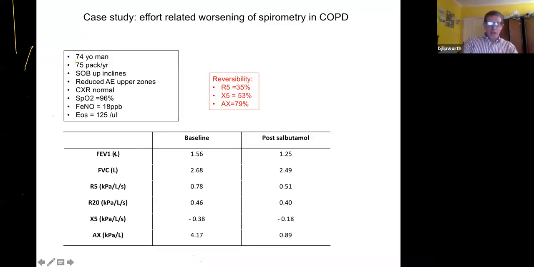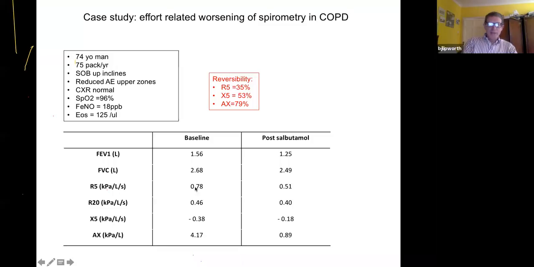When we gave him salbutamol, and we'd see this quite often, what we found was that when you do repeated forced expiratory maneuvers, it can actually induce bronchoconstriction. And that's exactly what happened here. If you compare the baseline to post-salbutamol, you can see the FEV1 fell. So as he did repeated forced expiratory maneuvers, he got expiratory dependent bronchoconstriction. You can see his FEV1 fell and his forced vital capacity fell.